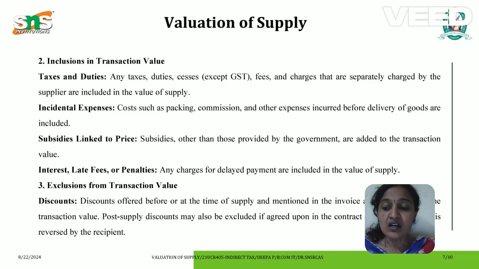The next one is inclusions in transaction value. Any taxes, duties, cess, except fees and charges that are separately charged by the supplier; costs such as packing, commission, and other expenses incurred before delivery of goods are included. Subsidies other than those provided by the government are added to the transaction value. Exclusions from the transaction value. Discounts offered before the time of supply and mentioned in the invoice are excluded from the transaction value.